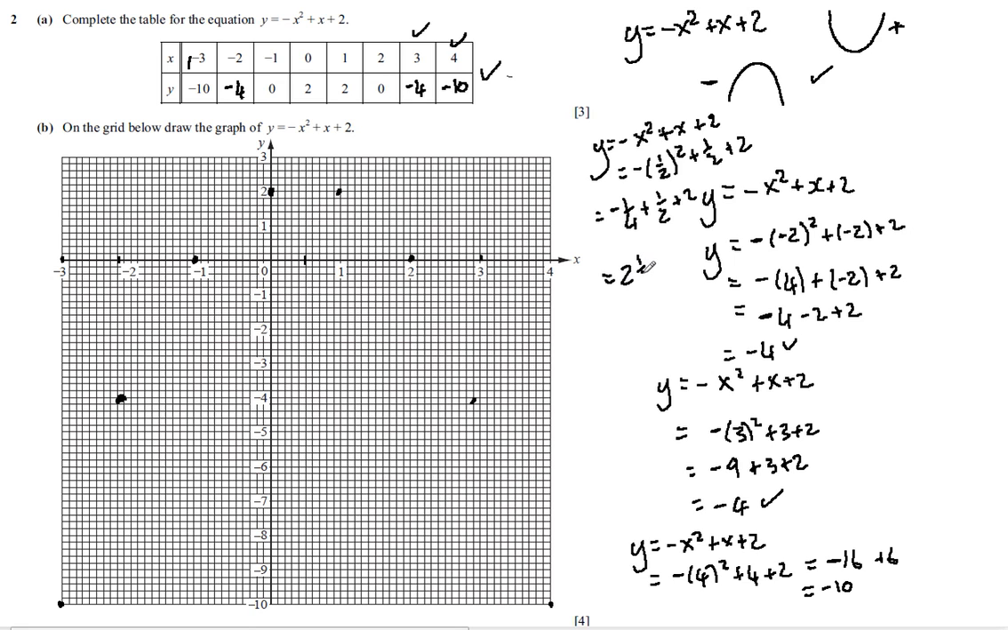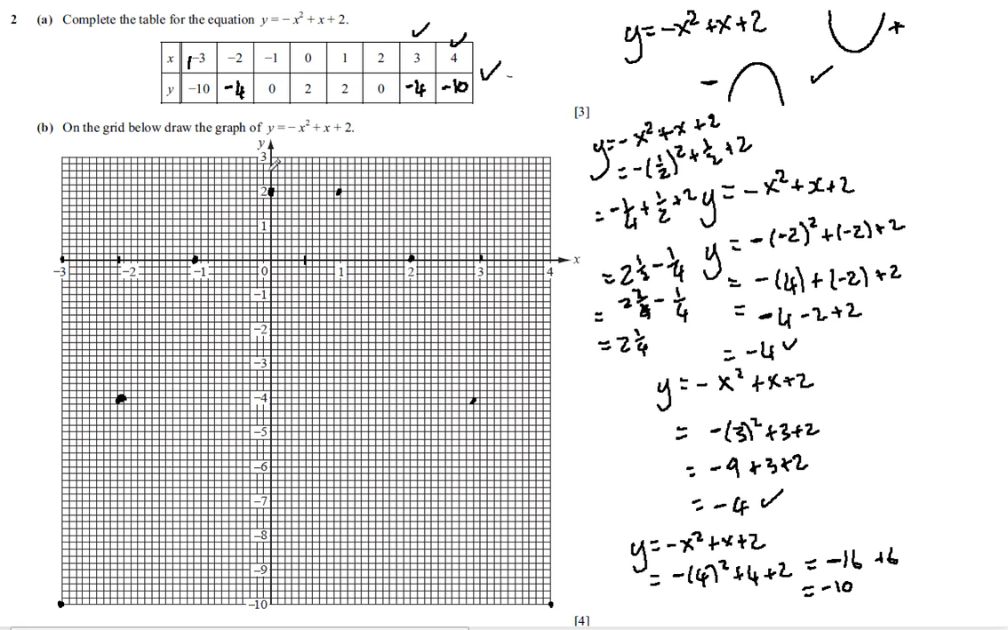So it's going to be 2.5 minus 1/4. So if you want, you can use fractions. If you want to make the bases the same, it will be 4/2 minus a quarter, which is 2.25. So that's the value of the turning point.